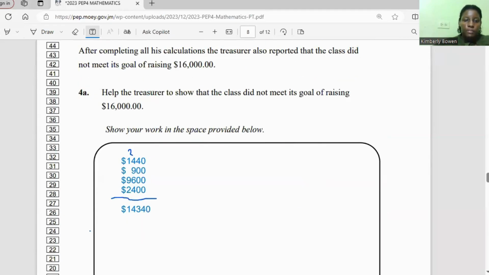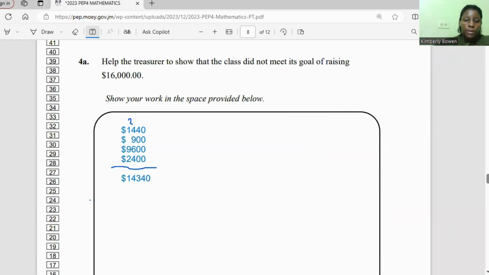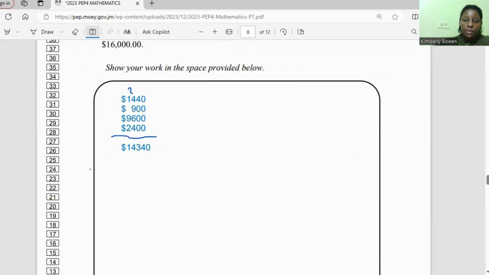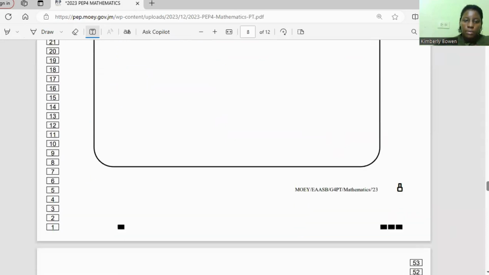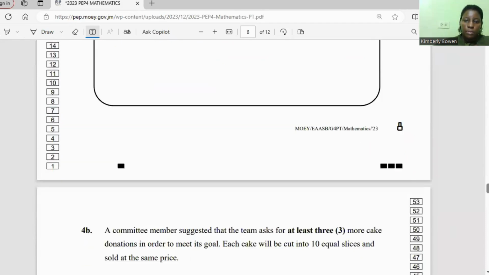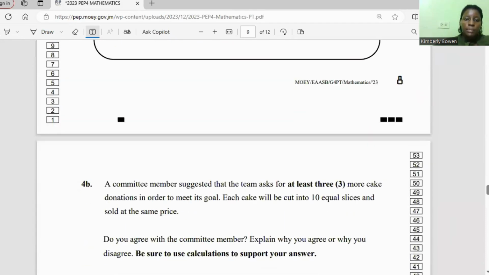And now let's move on to the final question, which is 4B. A committee member suggested that the team ask for at least 3 more cake donations in order to meet its goal. And previously we could see that it's 14,340, so that's not 16,000, so it's clear that he didn't meet the goal. We could have a statement to say that he's correct, that he didn't meet the goal.